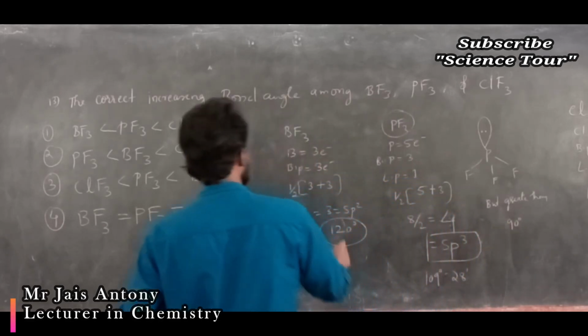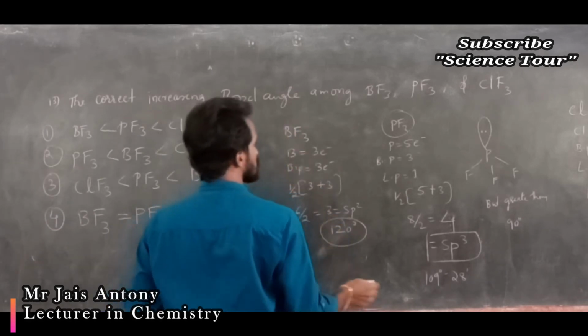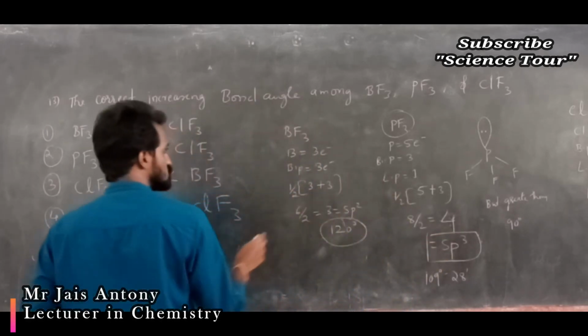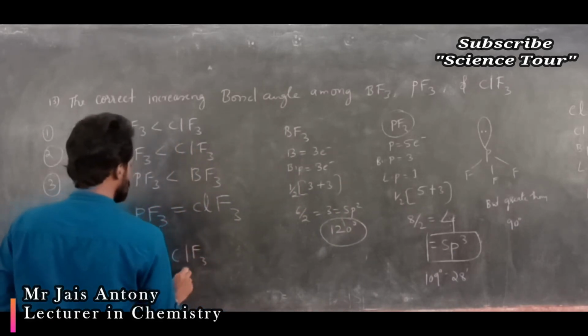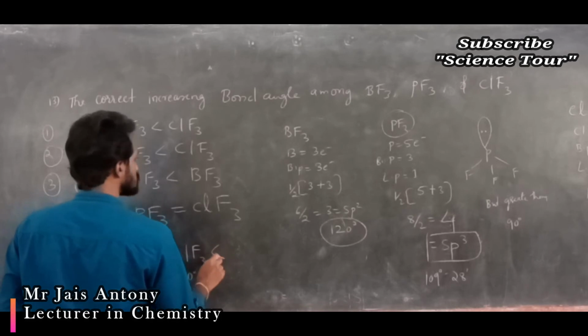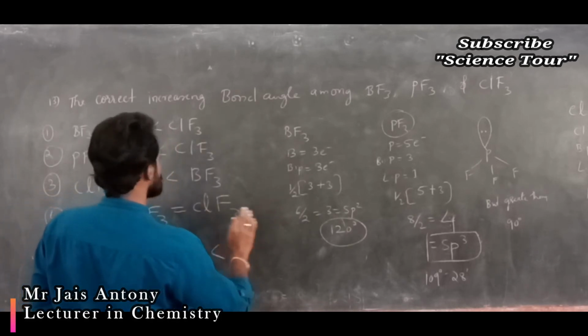Here, first case, BF3 is 120 degree, so we have to arrange in increasing order from lowest to highest. Lowest is which one, my dear students? ClF3, 90 degree. Next highest is which one? Lowest to highest, okay, increasing order.